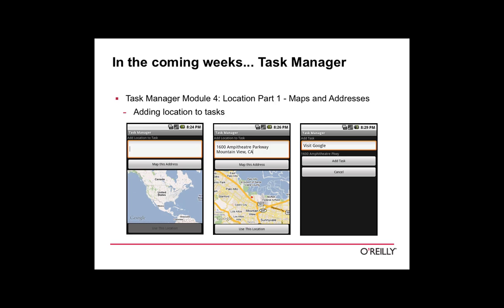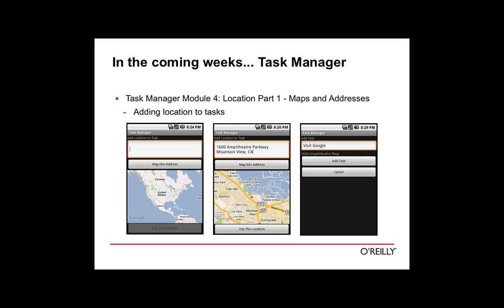And then we're going to get into the really interesting stuff, which looks a lot better and is more satisfying to build. We're going to build a way for the tasks that we're keeping track of in our task manager to have a location associated with them. So we'll build a way for you to look up a location by address in the phone, map it on an included map, and then associate that location with a specific task.